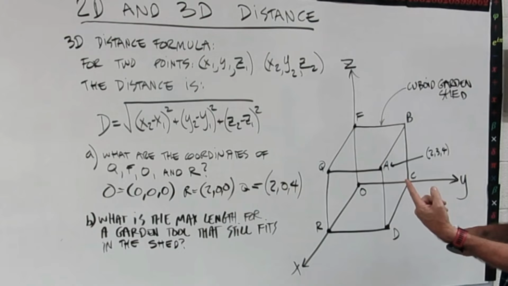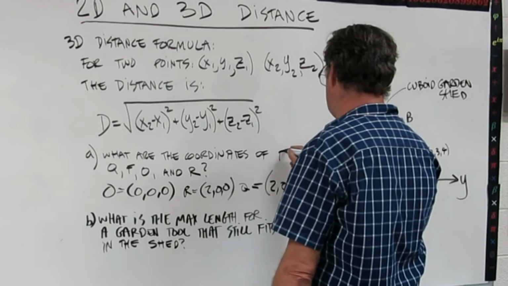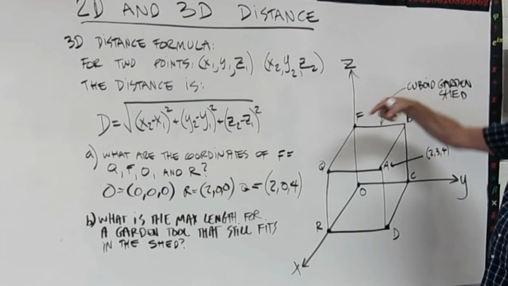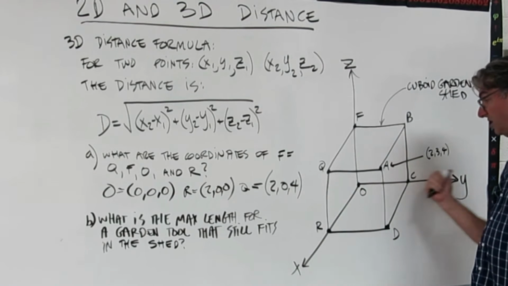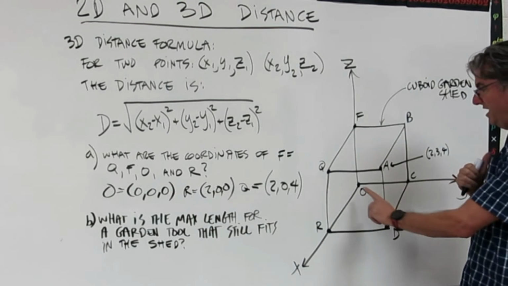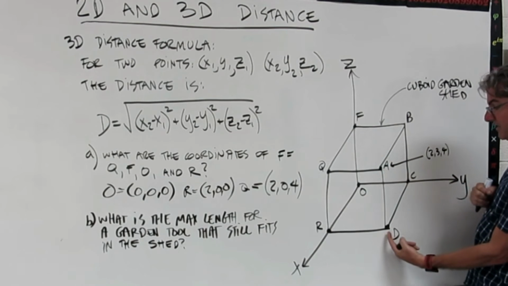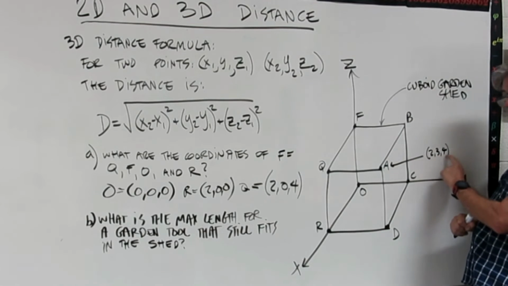Now our last one, let's see, we did O, R, and Q. We've got F. I'm going to squeeze F in right up here. Now F, this one's interesting. It's not gone along the x-axis, so that's a 0. It hasn't gone along the y-axis, so that's also a 0. It's just gone up the z-axis by the same amount that A has come up the z-axis. So F is going to be 0, 0, 4.